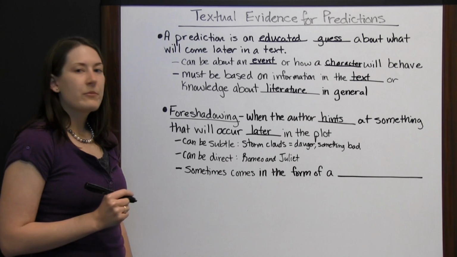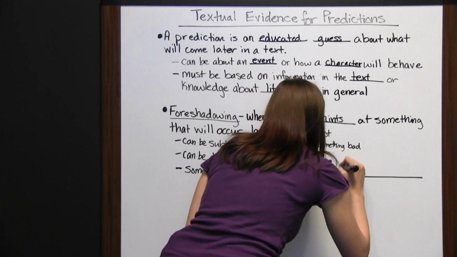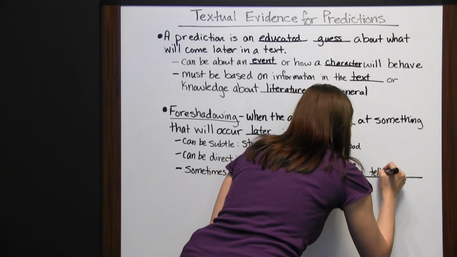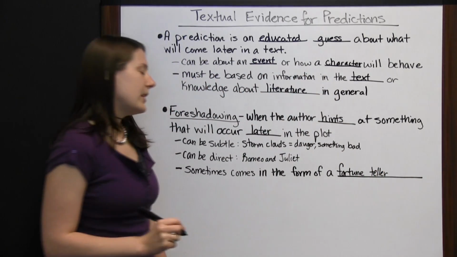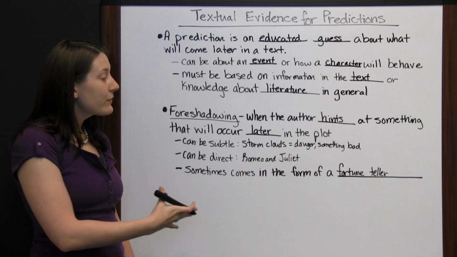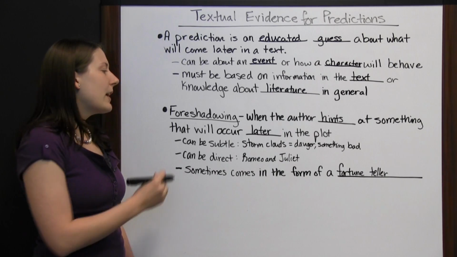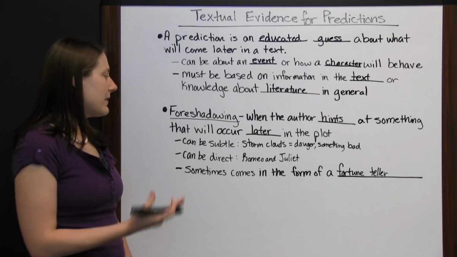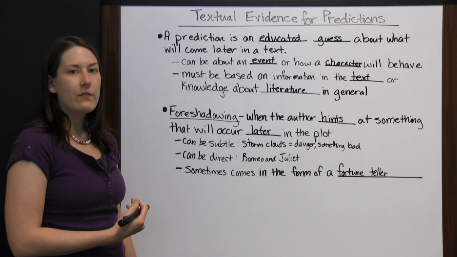Sometimes foreshadowing comes in the form of a fortune teller. There are a lot of stories that include a fortune teller or someone that happens to tell someone's fortune or tell their future even without being labeled a fortune teller. And they'll say exactly what's going to happen, and then later on, that's how the plot unfolds.